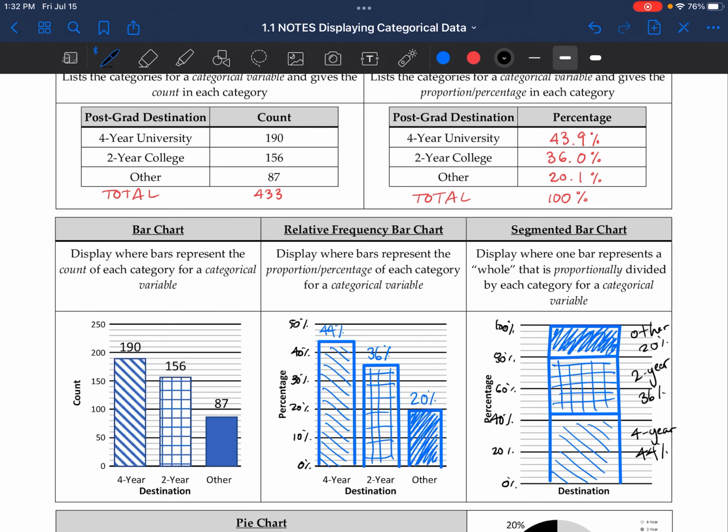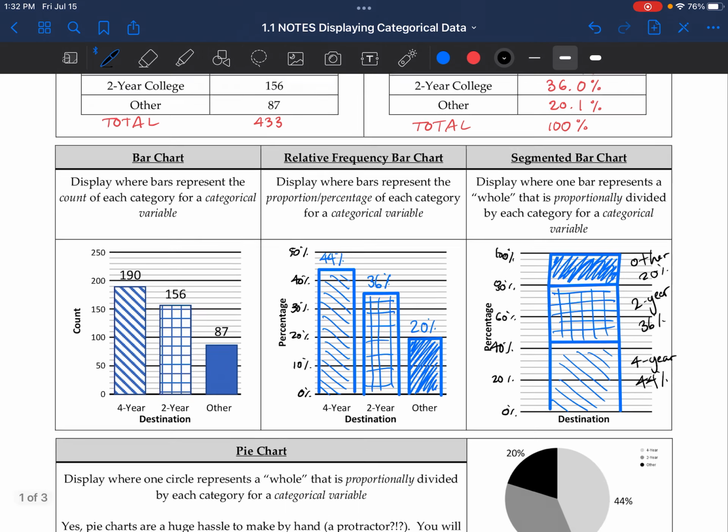So yeah, segmented bar chart. Like I said, it's just the relative frequency bar chart where you stack everything on top of each other. I kind of like that one, as it looks nice and visual and gives you an idea. It just is a little bit tougher for comparing. It's nice to be able to look at the relative frequency bar chart and really quickly see that 2 year compared to 4 year isn't vastly different. It becomes a little bit tougher maybe to look at the segmented bar chart and see that immediately.